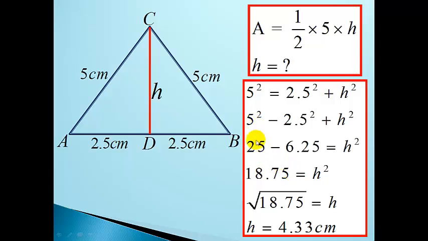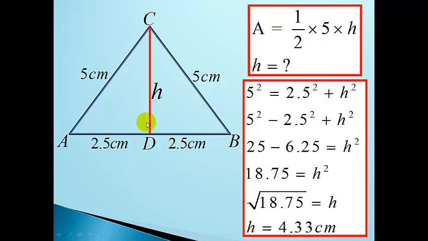Now we have 25 minus 6.25 is equal to h square. When you subtract 6.25 from 25, the result is 18.75. And it means that 18.75 is equal to h square. Take note that we are solving for h, so we need to take the square root of both sides. Now when we take the square root of h square, we have h. When we take the square root of 18.75, we have h is equal to 4.33 centimeters.